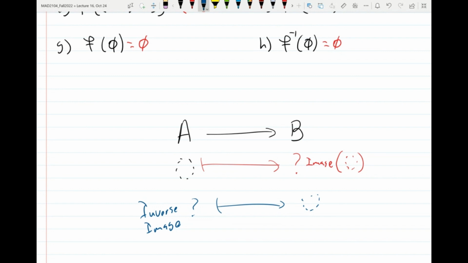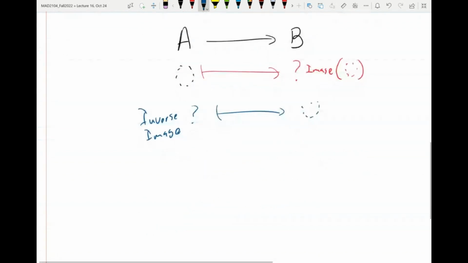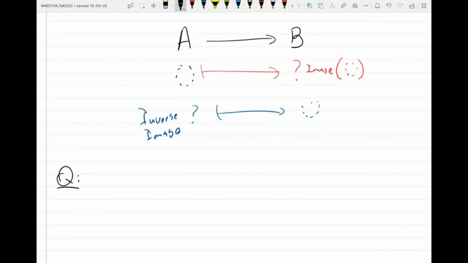So next time, there are questions. For example, if you have two subsets of A and you look at the union, that's a subset of A. So you could talk about the image of the union. The question is, is the image of the union the union of the images? That's one question. Okay? So some questions remain to answer.